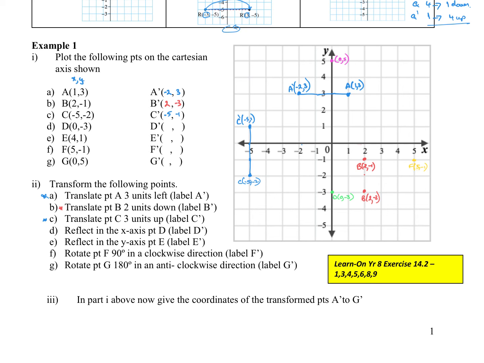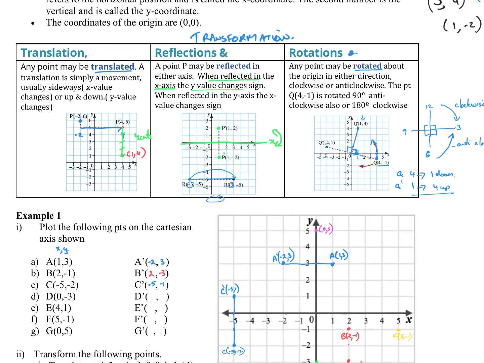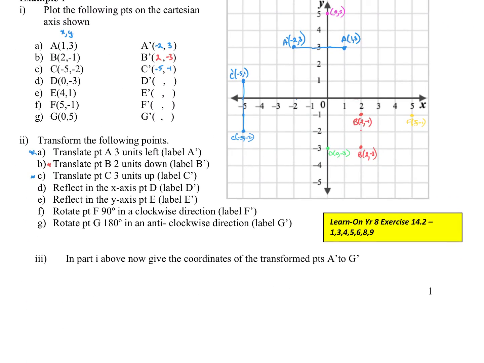D is a reflection in the x-axis. So in the x-axis, let's just check what that means. Let's check our notes. Reflection in the x-axis, the y value changes sign. Okay, so I'm going to change my y value. So the point D is the point 0, -3. If I change the sign of my y value, I could even type it in first.